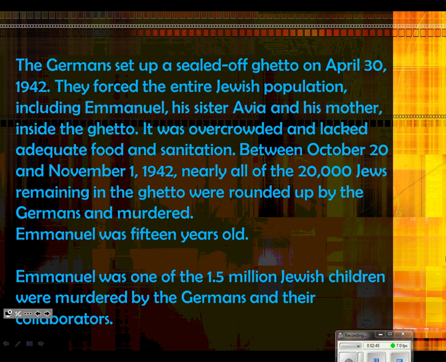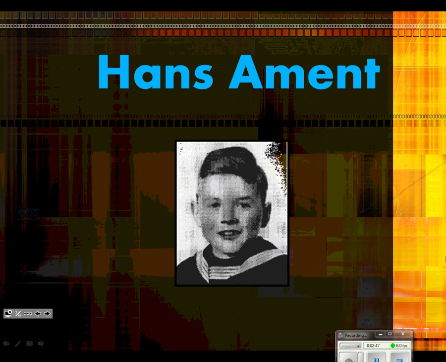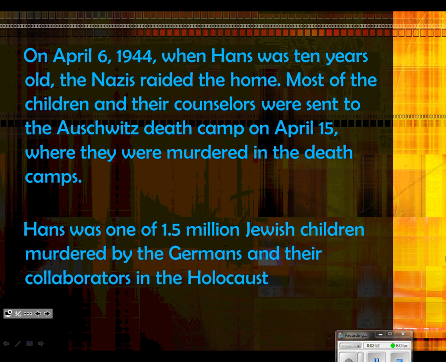And our last child today is Hans. On April 6th of 1944, when Hans was 10 years old, the Nazis raided his home. Most of the other children that were in his home and the counselors that were a part of it were sent to Auschwitz Death Camp on April 15th, and they were all murdered there. So unfortunately, all 3 of our children are victims of the Holocaust. They died as a result.